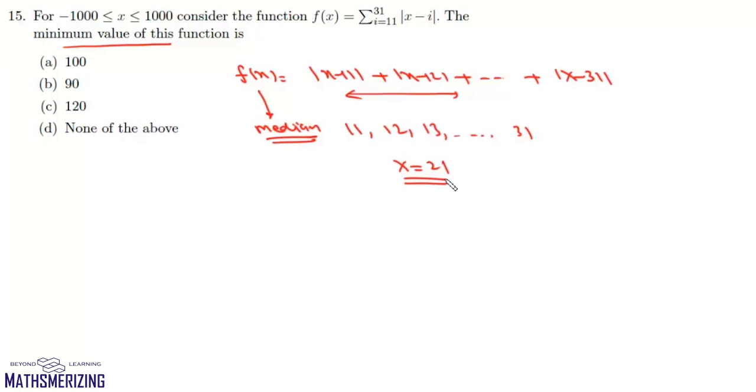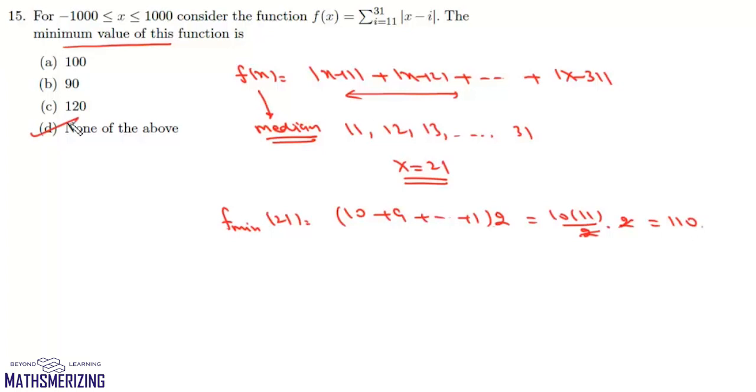So if we put x as 21, we'll get f minimum, and this value will be simply 10 plus 9 plus 1 plus 0, and then we'll get the same series. So we'll multiply it with 2. So it will be (n plus 1) by 2 into 2, which is 110. So the minimum value of this function is 110, and that's your none of these, option number D.